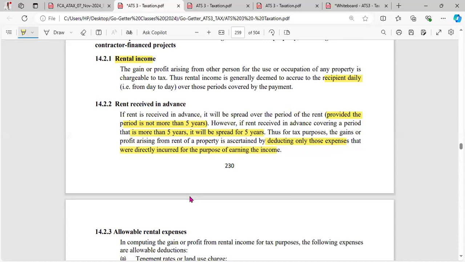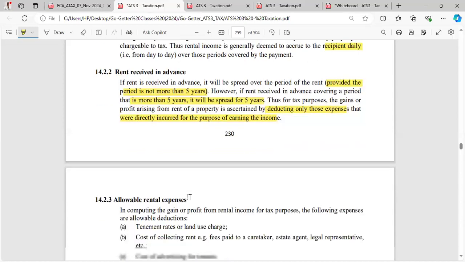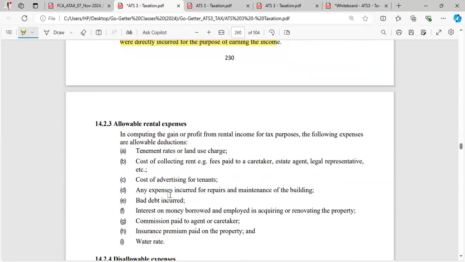And what are those expenses? They are called allowable rental expenses. For example, we have tenement rate or land use charge. Now, if the landlord pays a land use charge for the house that he's putting out for let, it means that the landlord will deduct the land use charge as allowable rental expenses.